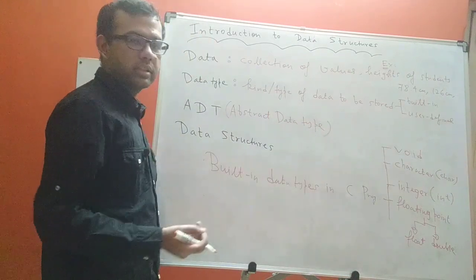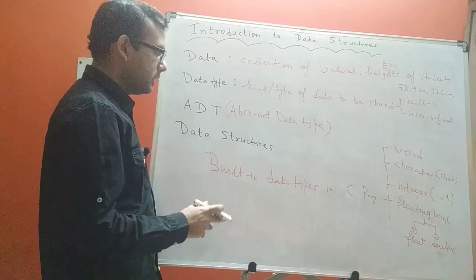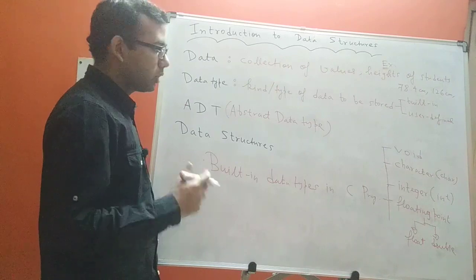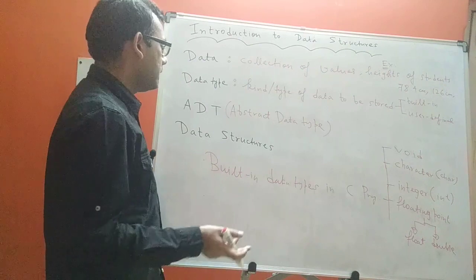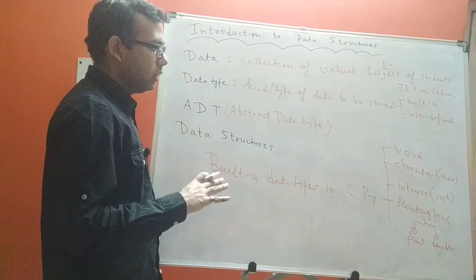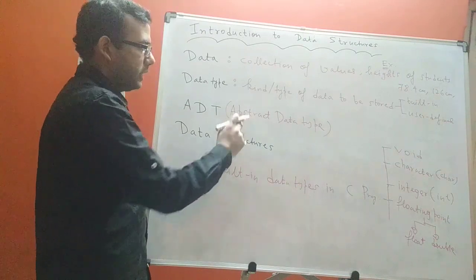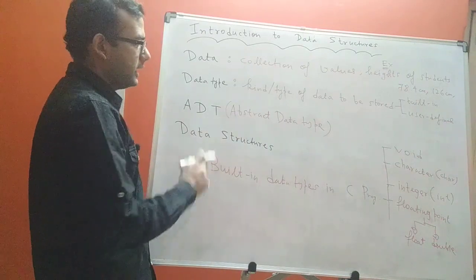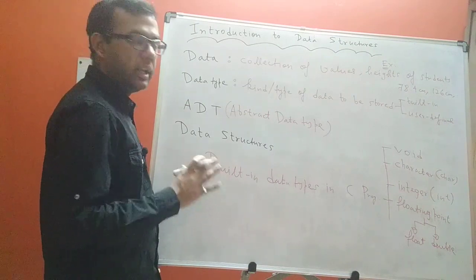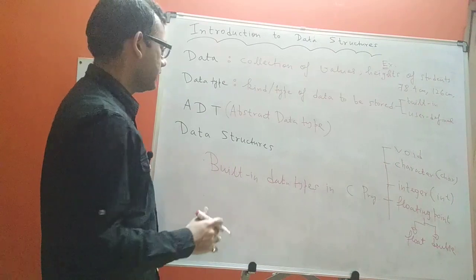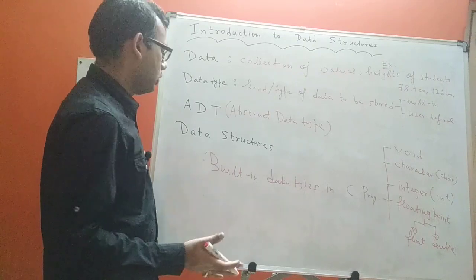So see, when an application requires a special kind of data which is not available as a built-in data type, then the programmer has to come up with his own kind of data type. Now, such data types which are defined by the programmer himself is known as abstract data type. And abstract data types are very useful when it comes to implementing the well-known data structures. We'll see in the upcoming videos how an abstract data type will be used in almost all scenarios.